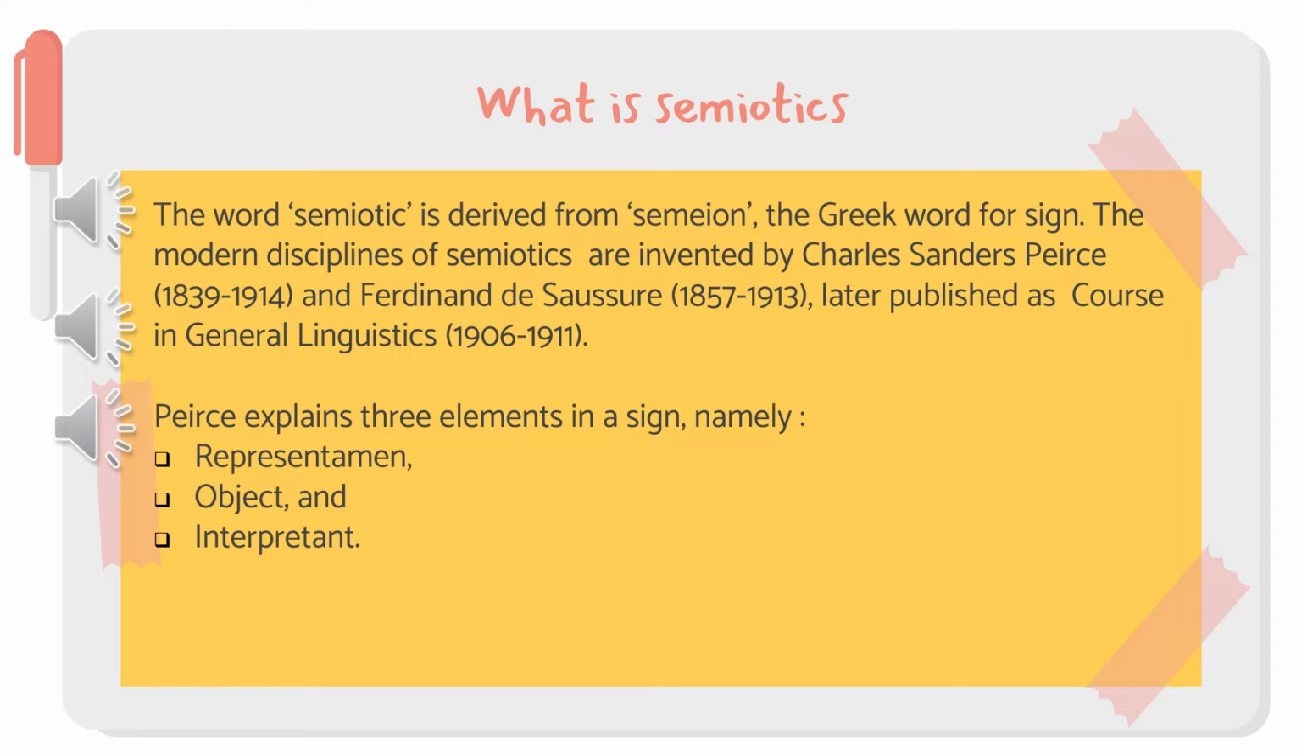Peirce explains three elements in a sign, namely representamen. This is the form which the sign takes. Object. This is something beyond the sign to which it refers, or referent. Interpretant. It is the sense made of the sign.